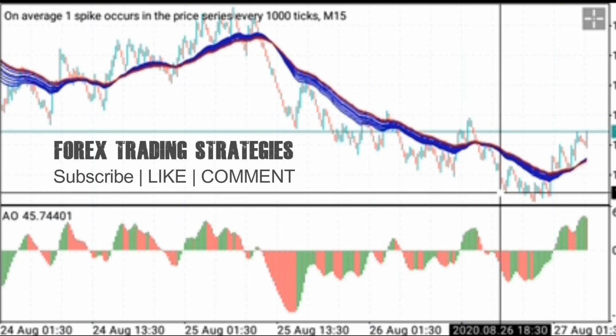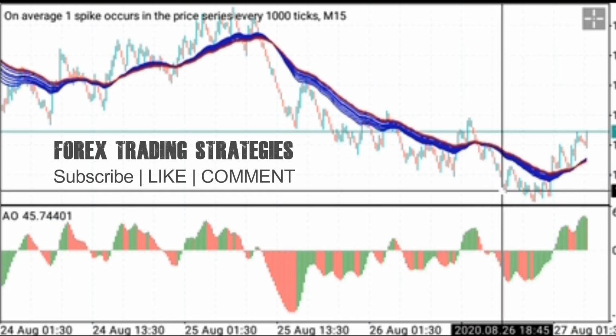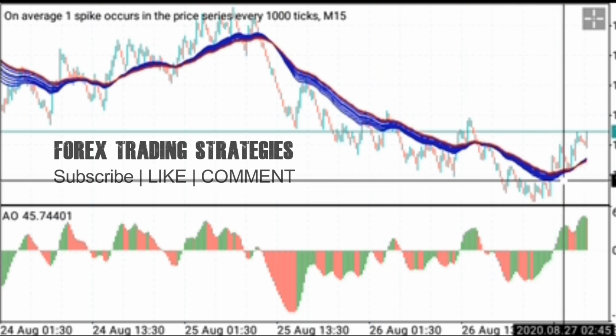The device is not cooperating, but you get the picture. So now we are in a bullish market here. Could have taken a trade there, but I was teaching you guys.